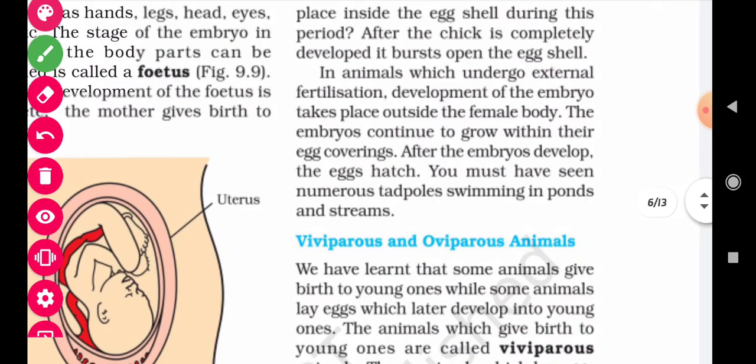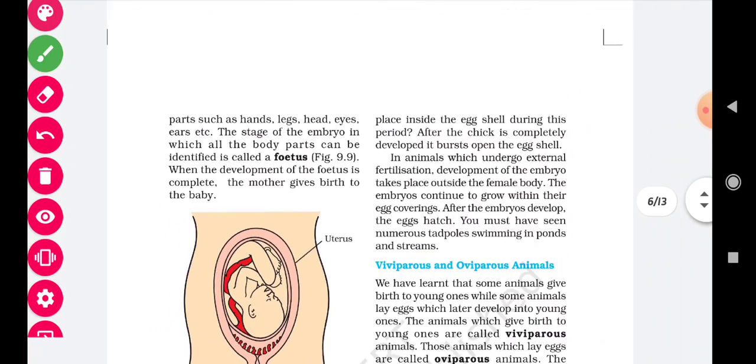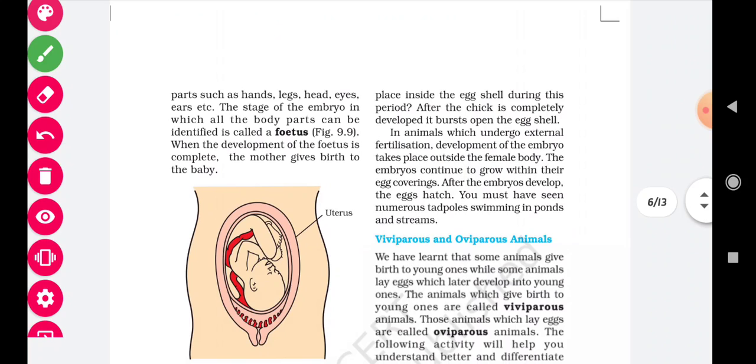In animals which undergo external fertilization, development of the embryo takes place outside the female body. The embryos continue to grow within their egg coverings. After the embryos develop, the eggs hatch. You must have seen numerous tadpoles swimming in ponds and streams. So in this way, development of embryo takes place.